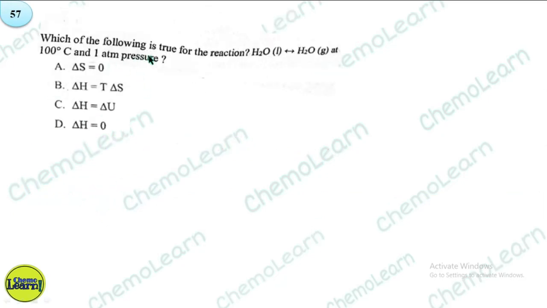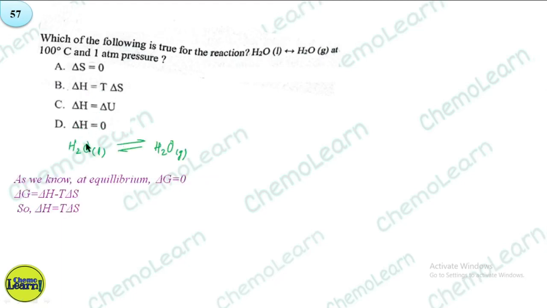Which of the following is true for the reaction H2O liquid in equilibrium with H2O gas at 100 degrees centigrade and at 1 atmospheric pressure? Delta S equal to 0, delta H equal to delta S, delta H equal to delta U, or delta H will be equal to T delta S.